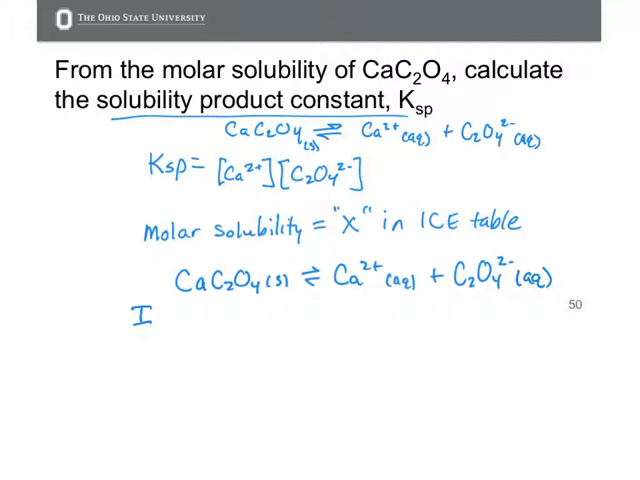For these types of problems, unless there's a common ion, if you're just looking at the solubility of a certain salt, initial concentrations are zero. We'll be looking at some common ion problems in a little bit. So the change, we're going to have plus X for both of the ions.